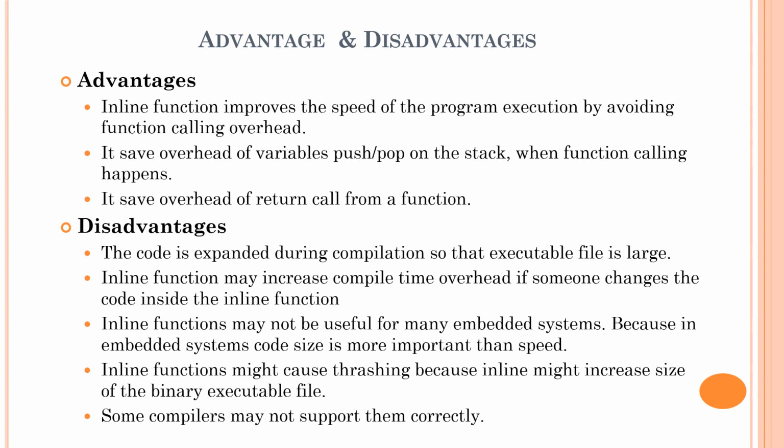Third, inline functions may not be useful for many embedded systems. This is because in embedded systems code size is more important than the speed. Fourth, inline functions may cause thrashing because inline might increase the size of the binary executable file. In other words, if the executable file is too big, then the system might spend most of the time moving to the disk and fetching the next chunk of the code from the disk, and so this is purely overhead.